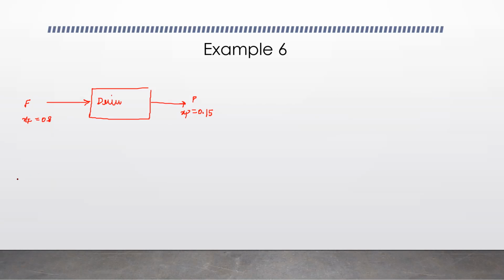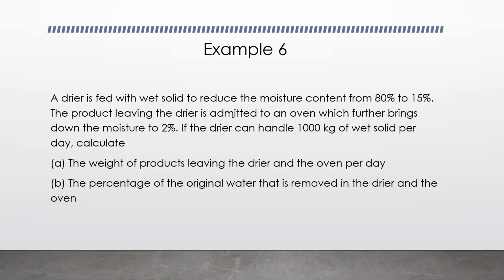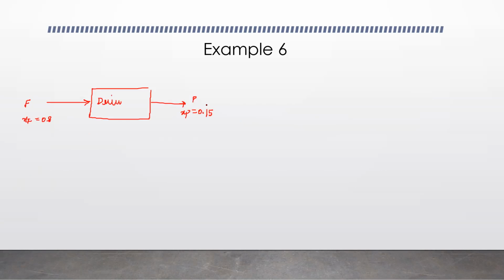All right. Then they are saying that the product leaving the dryer is admitted to an oven, which further brings down the moisture content to 2%. So this P is further fed to an oven, and this oven further brings down the moisture content to 2%. Let's call the product leaving the oven D, and XD is 0.02. Of course, there would be some moisture that would have left here, E1, and some moisture that would have left here, E2.